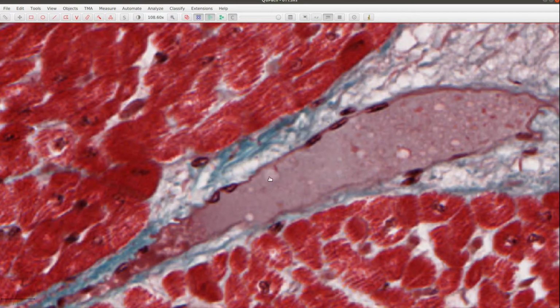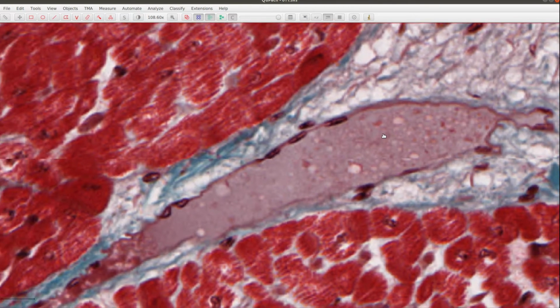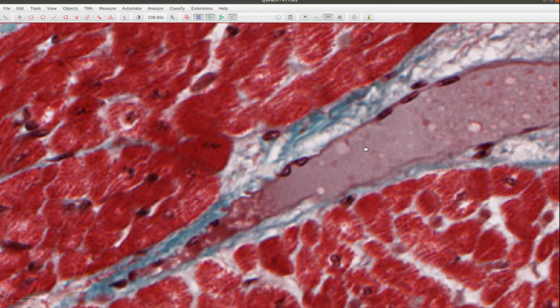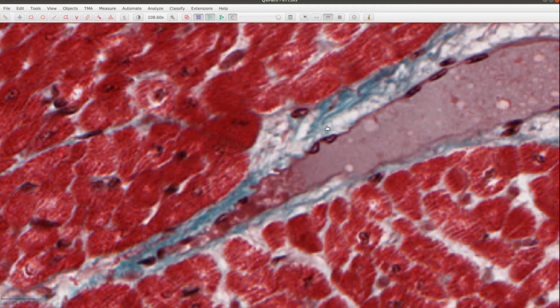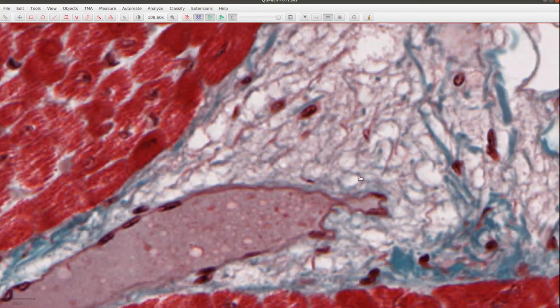There's not really much of a tunica media. Maybe this is a smooth muscle cell here, maybe another one here, but not much to speak of, which makes it a venule rather than an arteriole. And then tunica adventitia merging with the surrounding connective tissue.